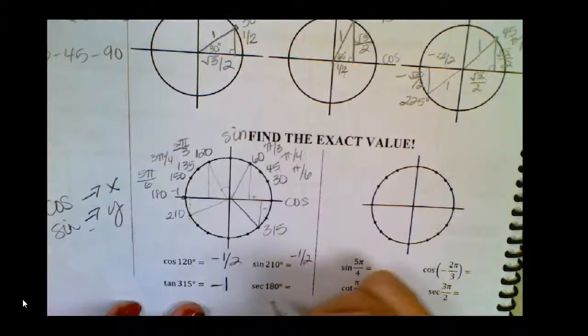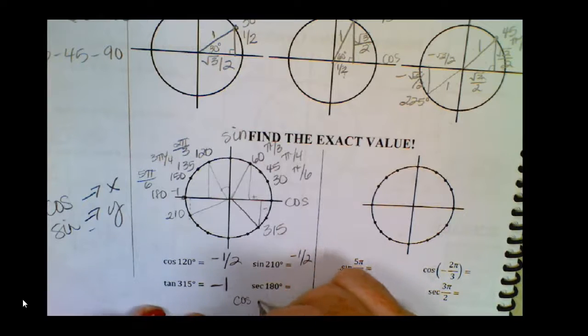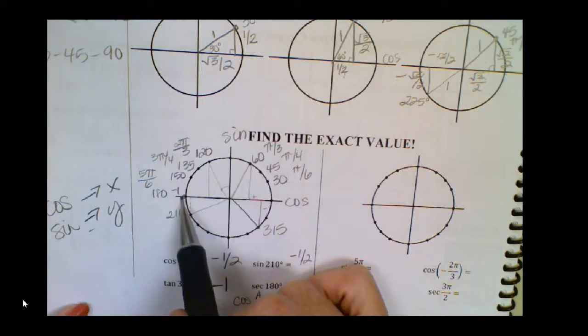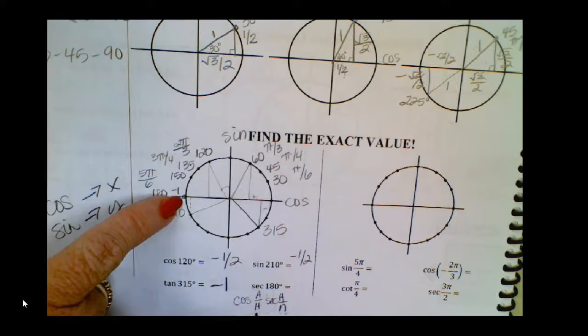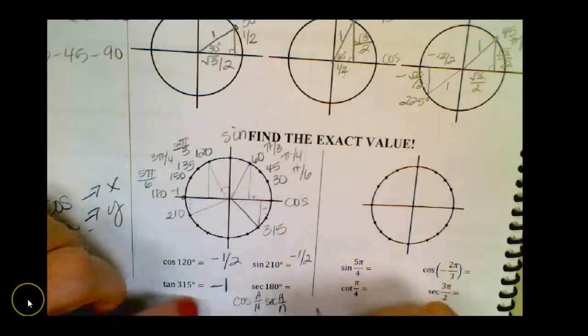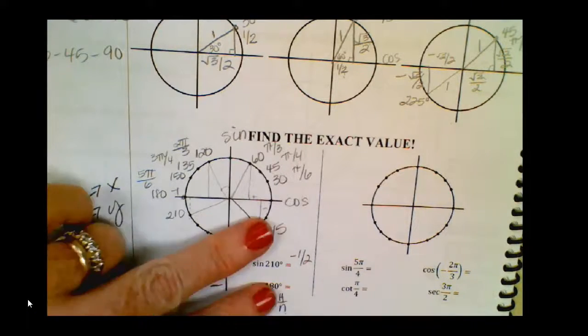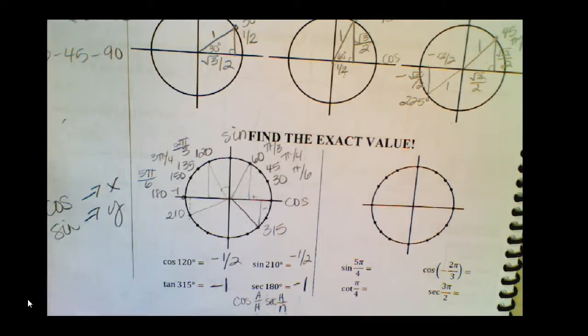Okay, so for secant, I know that's the reciprocal of cosine. So if cosine is adjacent over hypotenuse, then secant is going to be hypotenuse over adjacent. So let's go to 180, right? And I don't have a hypotenuse, right? So my cosine is at negative 1. So if my cosine's at negative 1, I just need to take the reciprocal of that to find my secant. So my secant is also at negative 1.